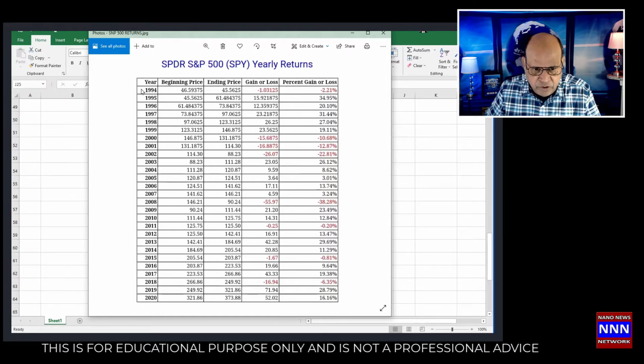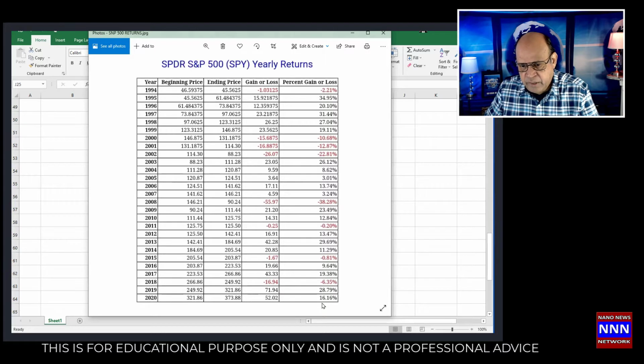So here, starting from 1994, I'm just going to quickly run through this, but this doesn't make a lot of sense unless we put it into real perspective. In 1994, it started off at the $46.59 price. And in that year, it had a minus 2.2%. And down we go here up to 2020, where the current S&P 500 is 321.86 with a 16% gain for the year 2020.